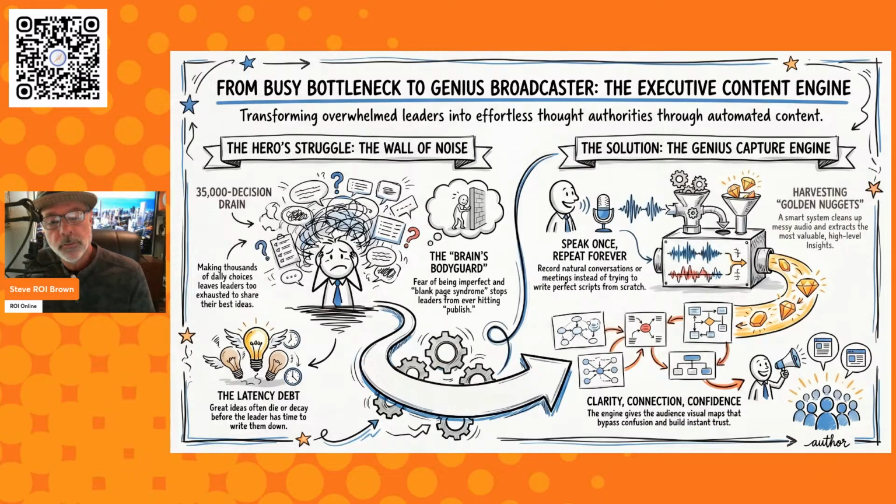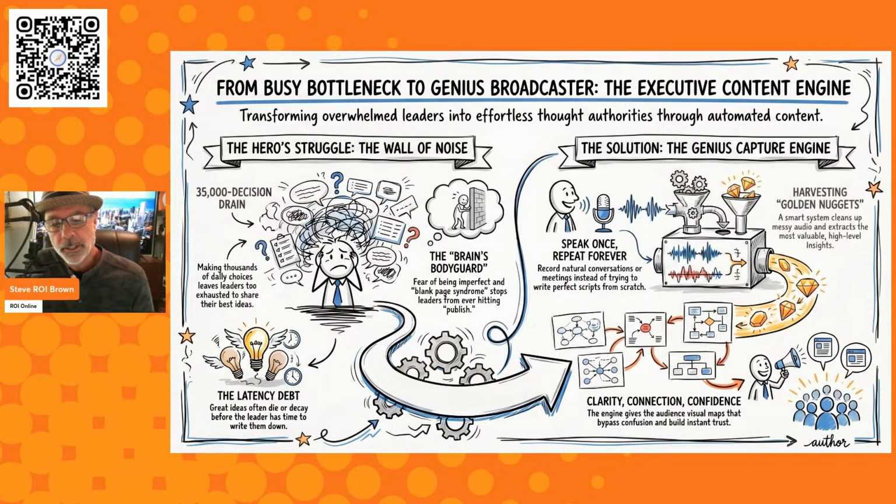We have fear of failure. We got the blank page syndrome. And then great ideas. We got all these ideas, but they usually go somewhere to die because we don't capture them and push them out into the world. And so, guess what? The solution is simple, no prep. It's called the Genius Capture Engine. I just interview my leaders. We record the natural conversations.